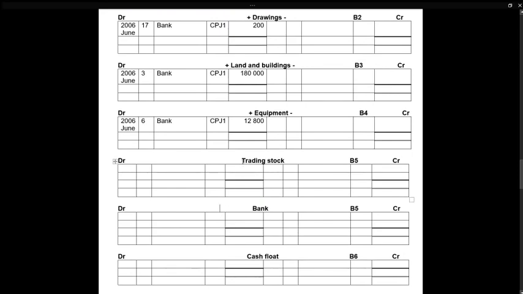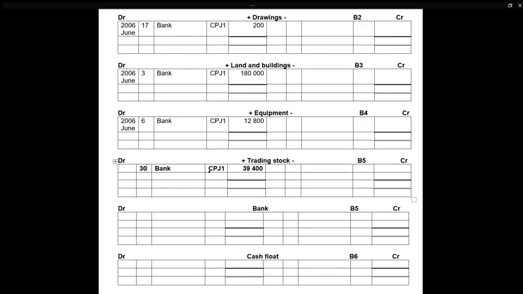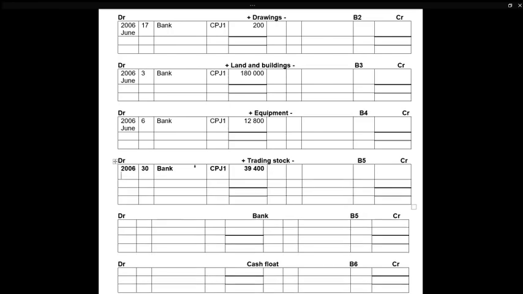Trading stock is also an asset, therefore it will be plus and a minus. It will increase this side. We will buy more. It will go to the debit side. Remember, 39,400 Rand. I got this information from my CPJ1. Details will be bank. Trading stock is being debited. Where will I find my credit? In my bank account. This took place on the 30th. Remember, last day of the month, because it's a total of a column. June 2006.